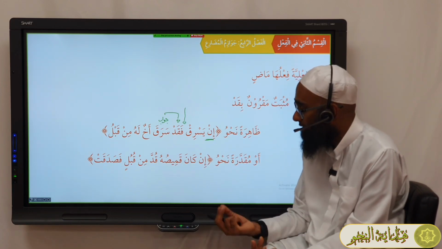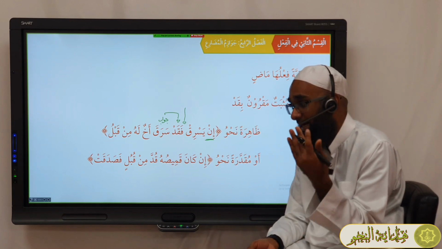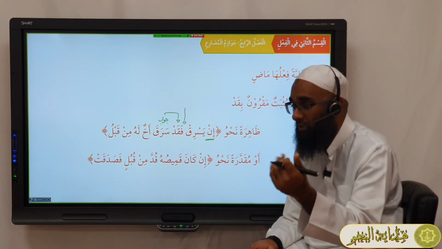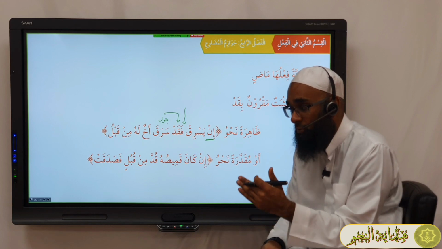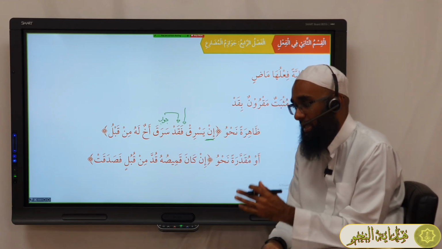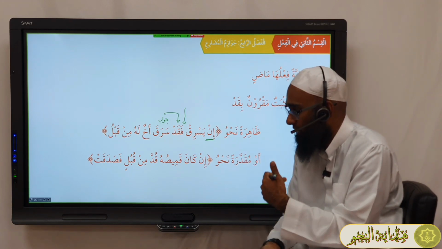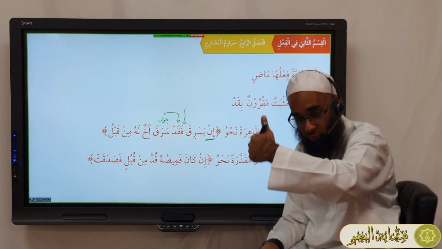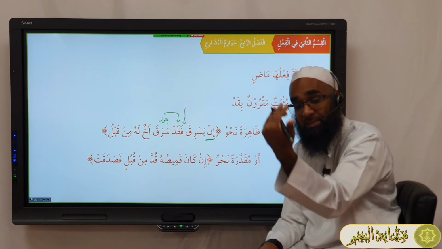Yes, and it can be muqaddara if it's understood from before. إن كان قميصه قد من قبل فصدقت. If his shirt is torn from the back, then she has spoken the truth. Referring to a past event, she has spoken the truth.